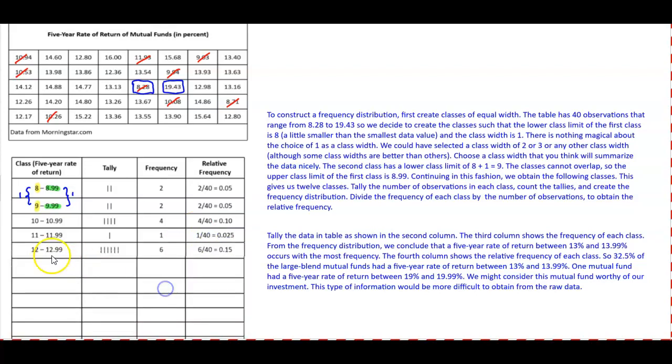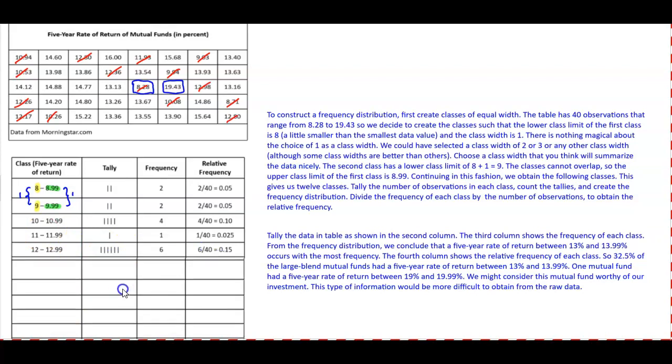Now we're going to go between 12 and 12.99. So between 12 and 12.99, we have 1, we have 2, and then we have 3, 4, 5, and then 6. So you can see we tallied 6, and 6 divided by 40 is equal to 0.15.